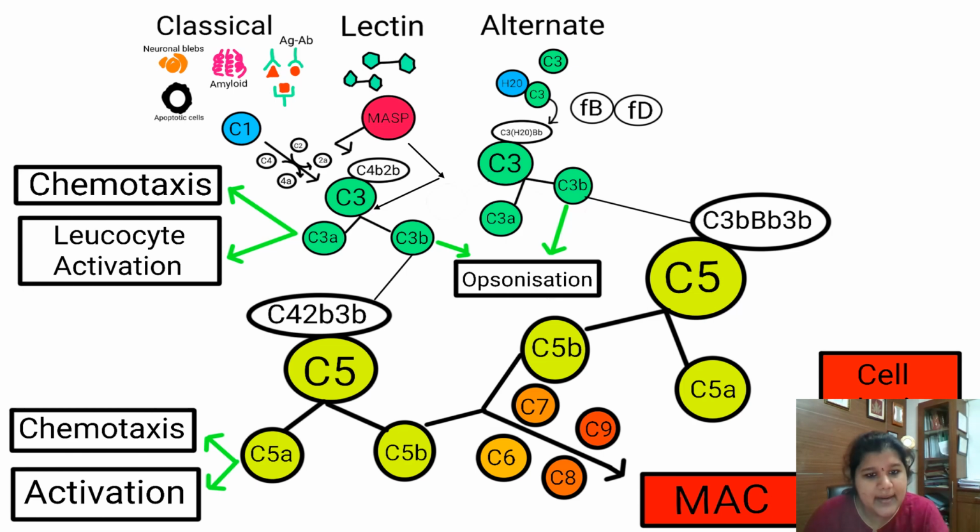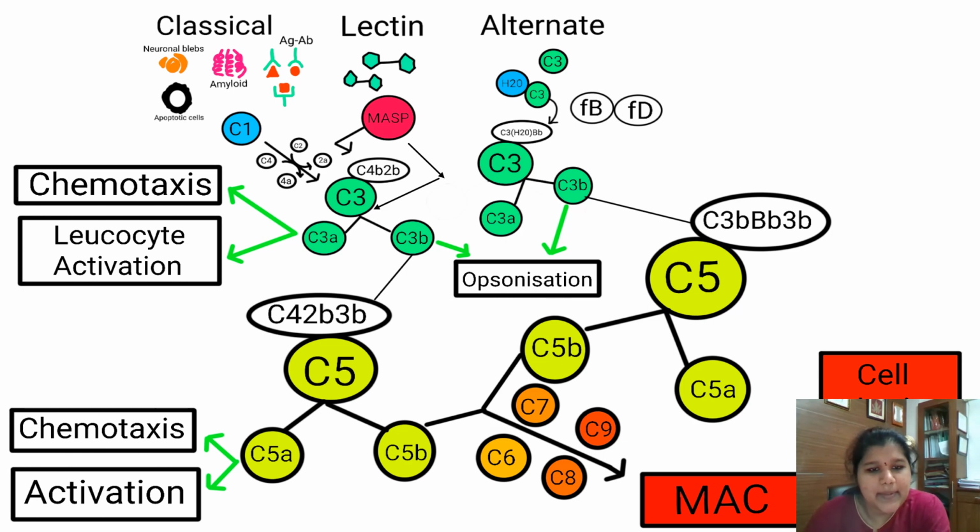The C3B combines with the C4B2B. Now C4B2B and 3B together is the C5 convertase. C5 convertase enzyme breaks down C5 into C5A and C5B. C5A is also an important complement that performs chemotaxis and activation of WBCs. The C5B binds with the complement C6, C7, C8 and C9 to form the MAC. We will come to MAC later.